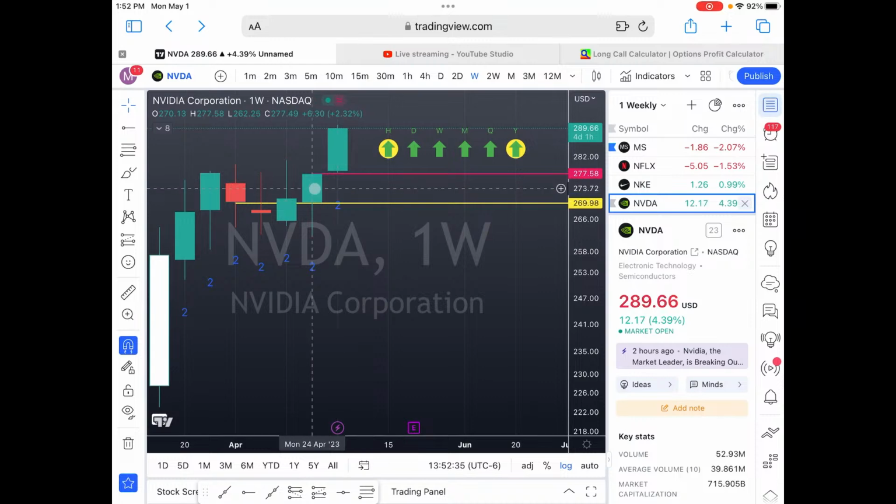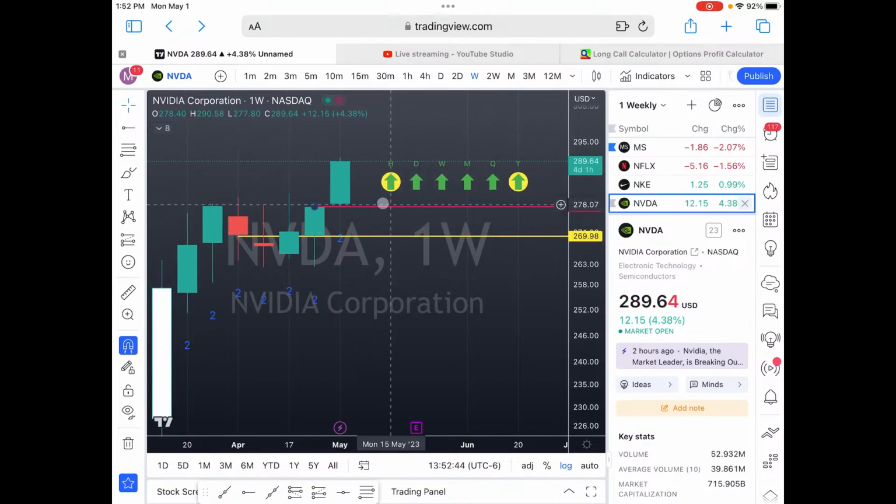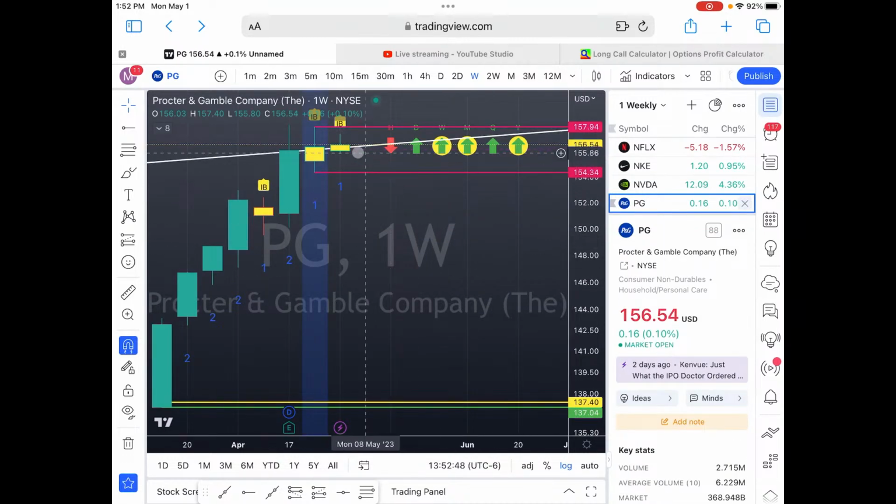NVIDIA, same thing. We had this 2 down finish green. We triggered above, okay? So we opened up above. We gapped up, but it continued to run to the upside. So again, another good swing play here on NVIDIA. You would have made some money there today.